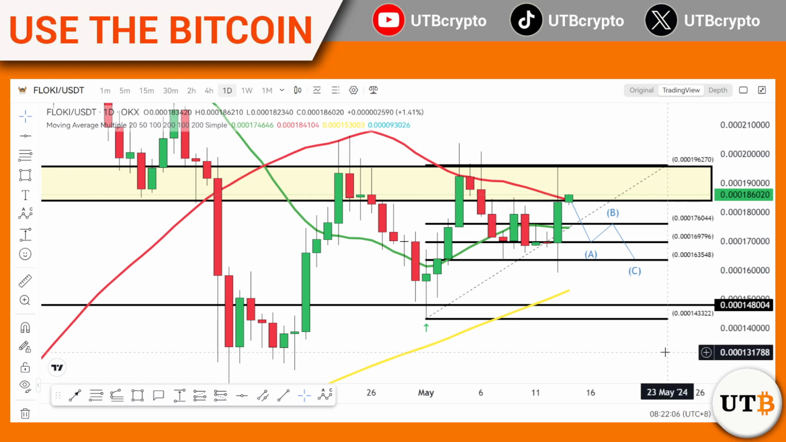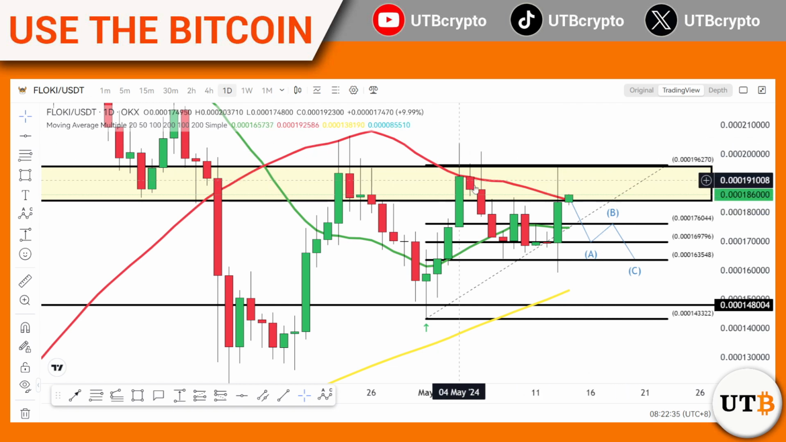But again, I'm not saying that FLOKI won't go up. It could still go up to around these areas right here, but I do believe that it won't last long. Maybe sooner or later people will start taking their profits, and maybe they will be selling at these levels right here. So that is my bias for FLOKI.